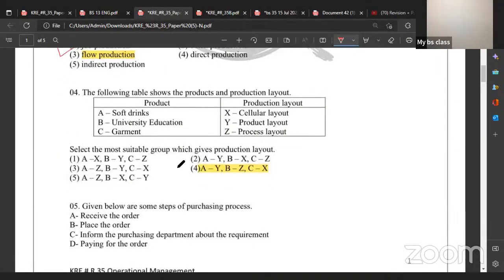Question number 4. The following table shows the products and production layout. As you can see, there are 4 types of production layout, and let's see with the product. Soft drinks, right? Soft drinks. Yes, I think we can go with the product layout when it comes to soft drinks, right?